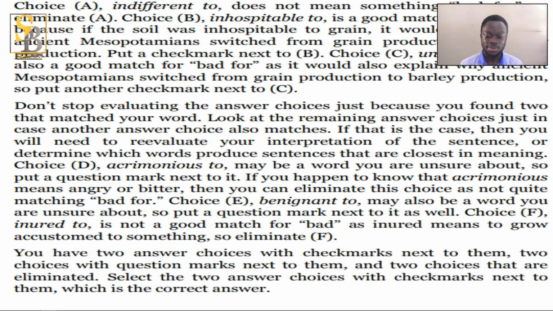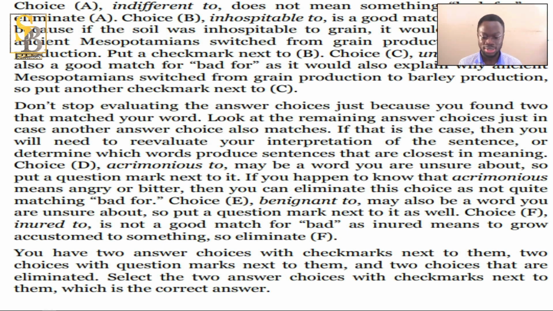Because if the soil was inhospitable to grain, it would explain why ancient Mesopotamians switched from grain production to barley. Put a check mark to B. Choice C, unsuitable for, is also a good match for "bad for," as it would explain why ancient Mesopotamians switched from grain production to barley production. So put another check mark to C.